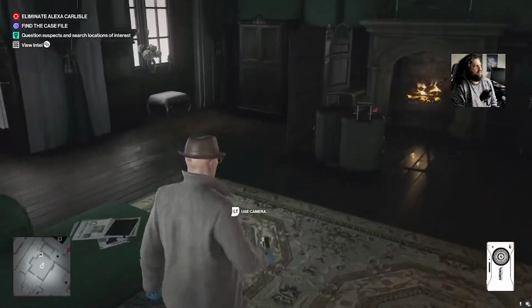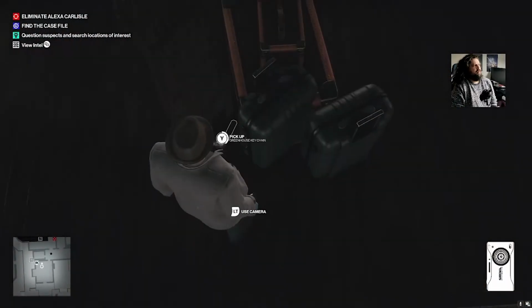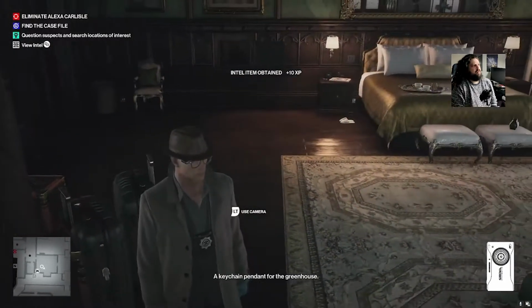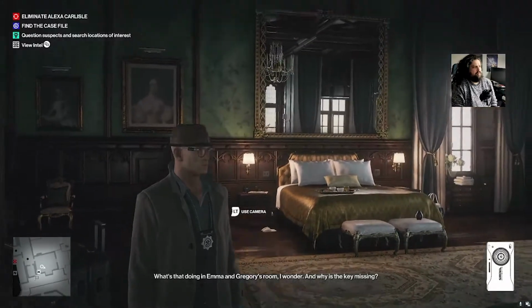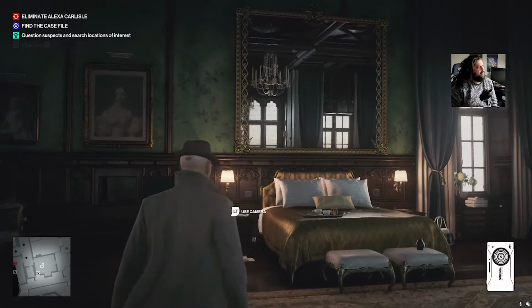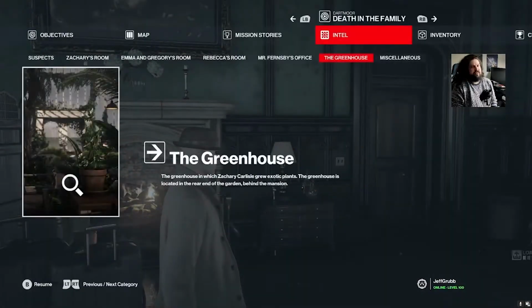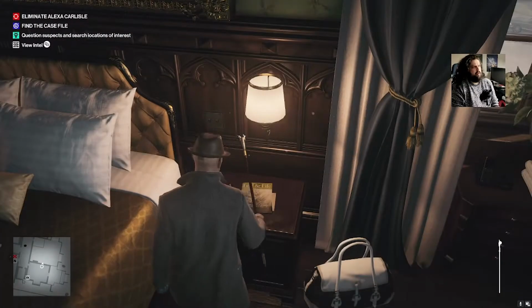Again, there's another picture thing. We'll get to that in a second. Greenhouse keychain. A keychain pendant for the greenhouse. What's that doing in Emma and Gregory's room, I wonder? And why is the key missing? So we have the greenhouse keychain pendant. So to me, that tells me that we should go check out the greenhouse once we're done here.